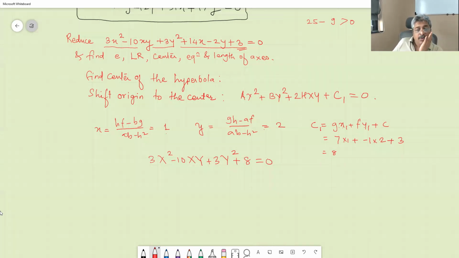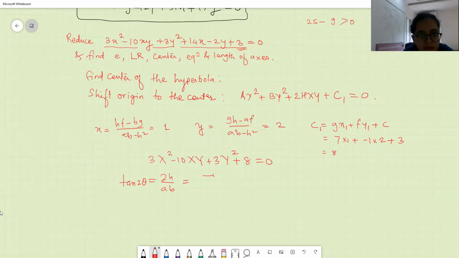Okay. Now from here, 2h upon a minus b is equal to tan 2 theta. How much is 2h? 2h over the denominator a minus b is minus 10 upon 9.